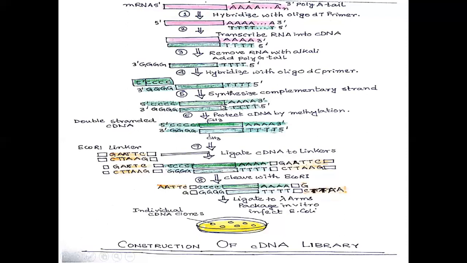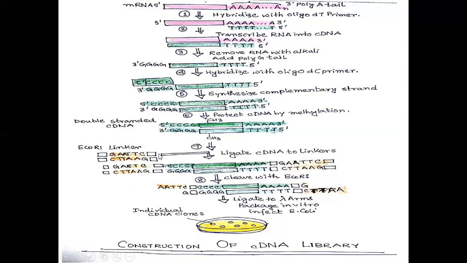But still there are many enzymes, DNases and others which can cause breaking or destruction of this double strand. To avoid this, we can protect this cDNA by selective methylation using some methylase enzyme. And if you are now going to make a library, if you want to ligate this cDNA portion with your vector DNA, you can add linker DNA.